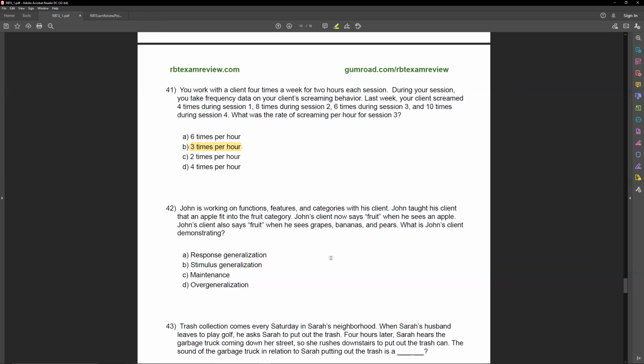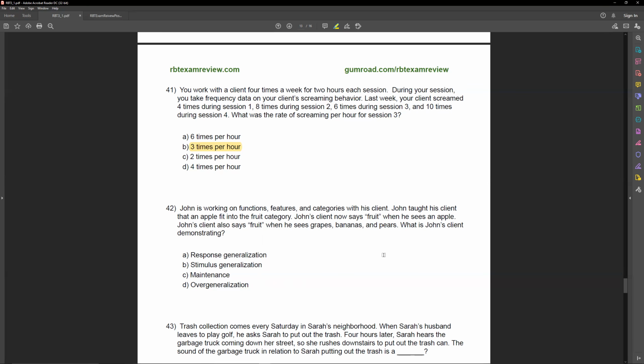Well, based on our answer choices, this is some sort of generalization, right? It's not maintenance, right? Because John's teaching this skill, okay? We're not checking that it's maintained over time. So it's some sort of generalization, okay? Is it overgeneralization? Well, no, because John saying fruit when he sees grapes, bananas, and pears is accurate, okay? Those are fruit. If John would start saying fruit in the presence of vegetables and desserts, things like that, then yes, that would be overgeneralization, okay? Because now that skill is occurring too often, okay, and at inappropriate times.